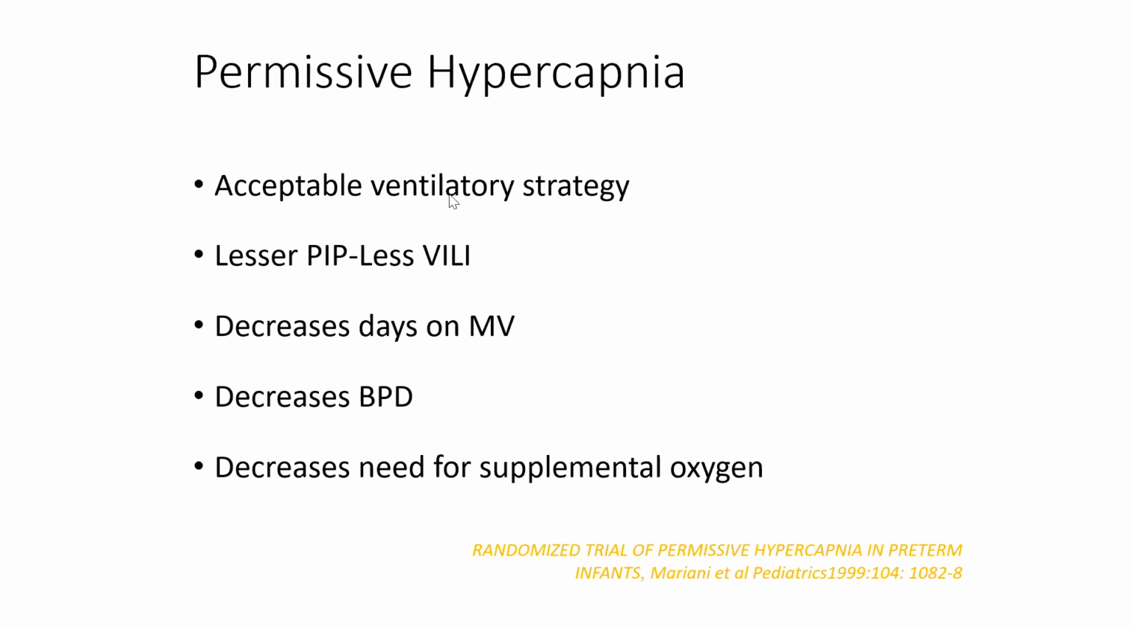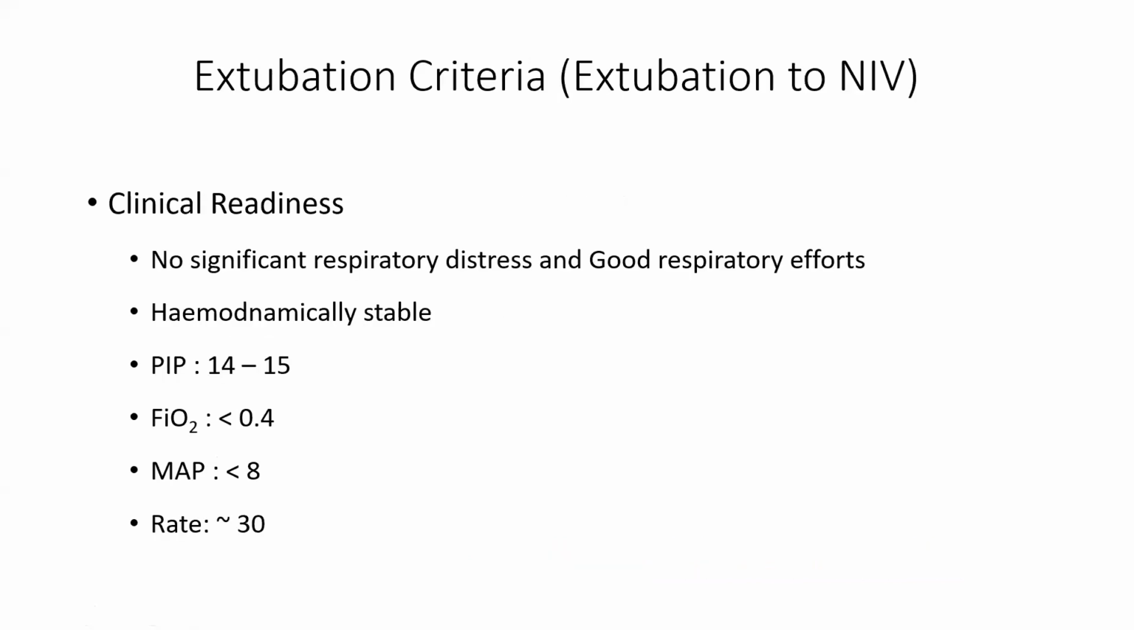Another important strategy is permissive hypercapnia. When your baby with RDS has gone beyond 72 hours, then just to avoid ventilation-induced lung injury, we can accept a PCO2 of more than 55 on mechanical ventilation if our pH is acceptable.